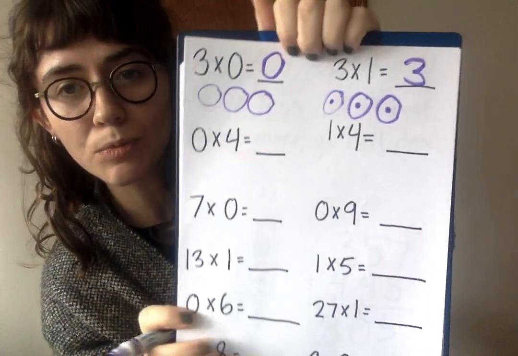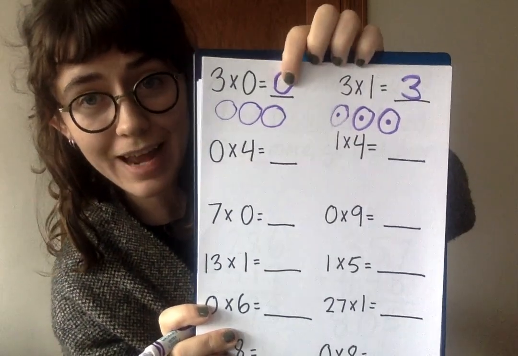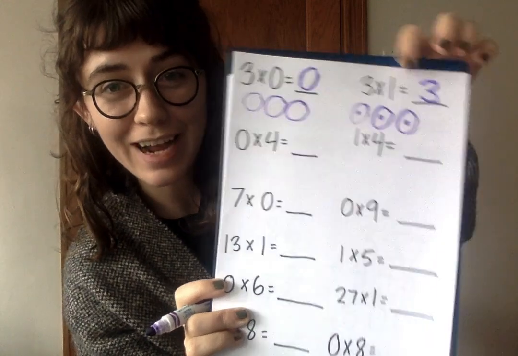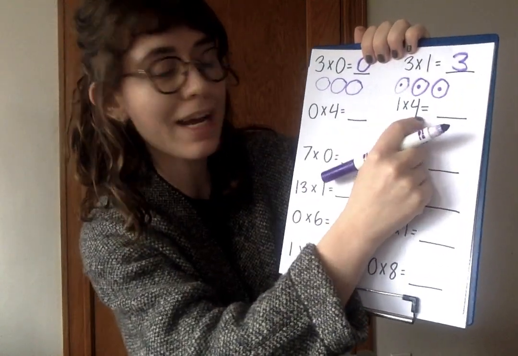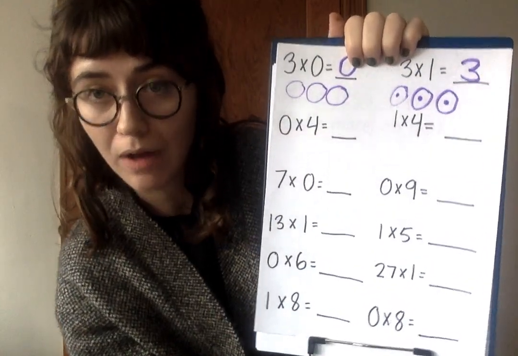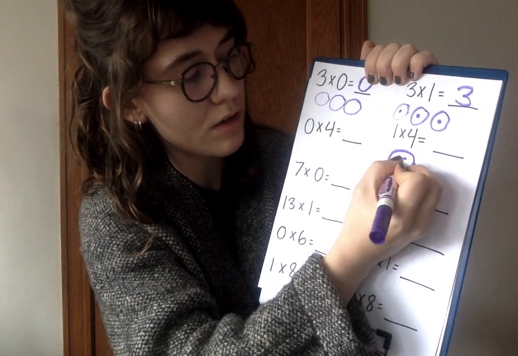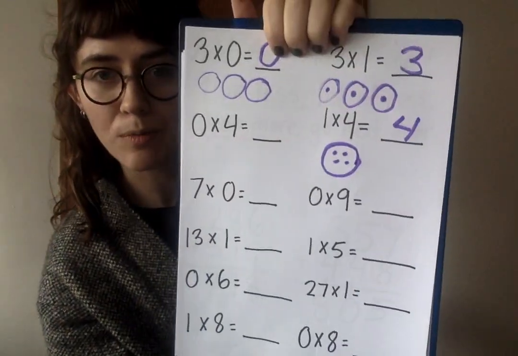What I notice here is when we multiply by 0, any number, it's just going to end up being 0. But when we multiply by 1, I notice that I got the same number. Let's see if that happens over here. This says 1 times 4, so that's 1 group of 4. So I'm going to make my 1 group, and I have 1, 2, 3, 4 inside. Yep, it looks like that rule worked.